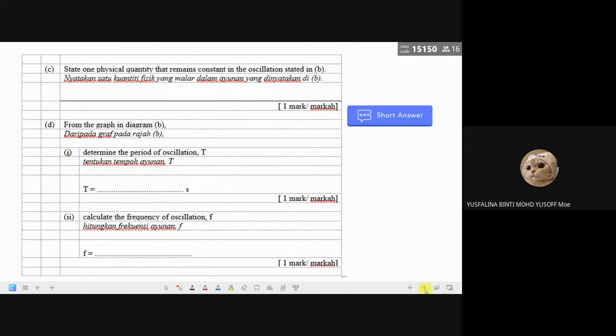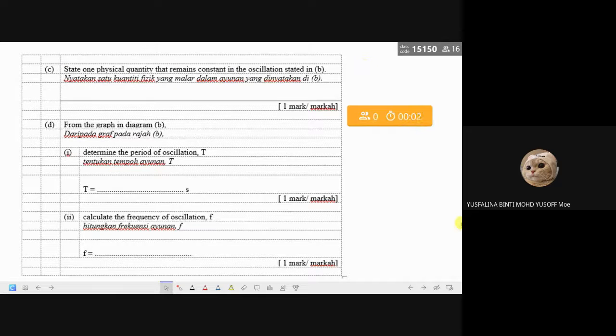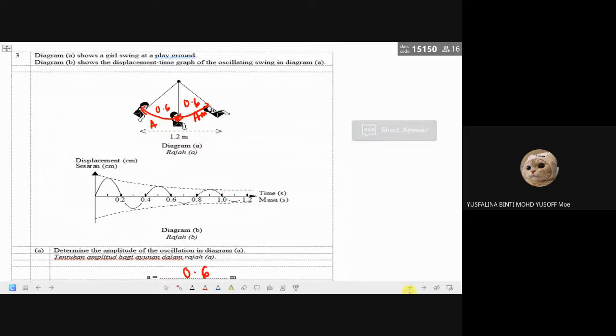Alright, next one. I thought you already have this paper, right? Oh no, this one you don't have, because this one I just added in the notes. Okay, so I will show the diagram.